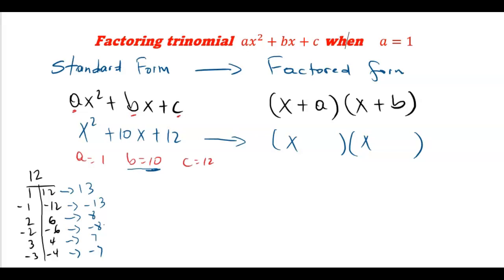Because we got all the factors, there is not another factor I can put in here. So we got all the factors of 12, both positive and negative, and none of them add up to 10. So therefore, this one right here is not factorable. Okay, so we say not factorable. Once we have all the factors of C, if none of them add up to the B value, then the function is not factorable.